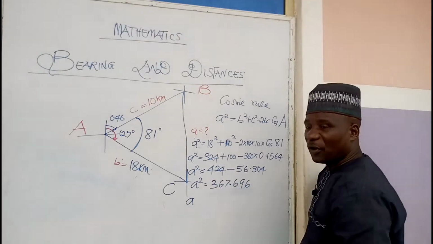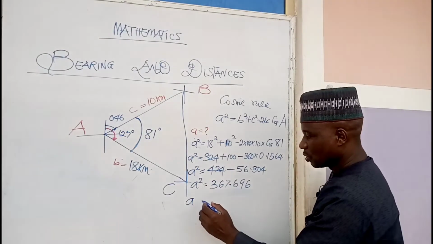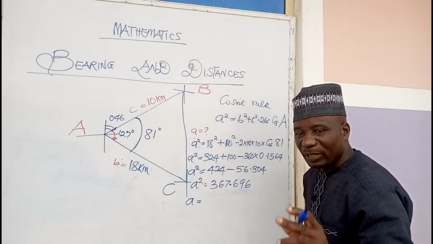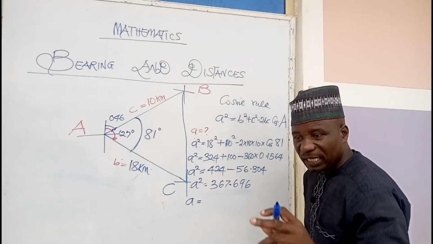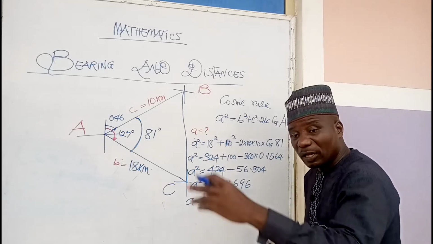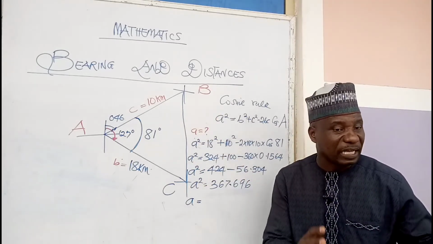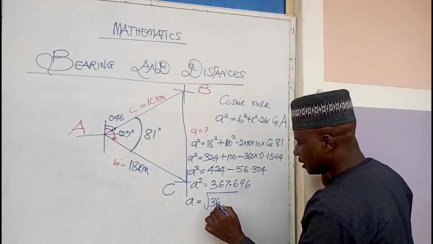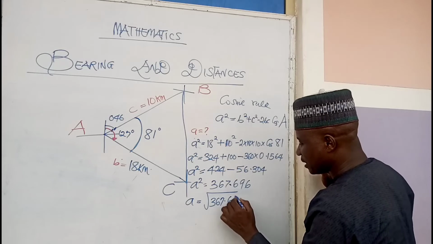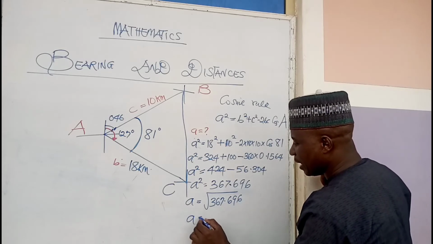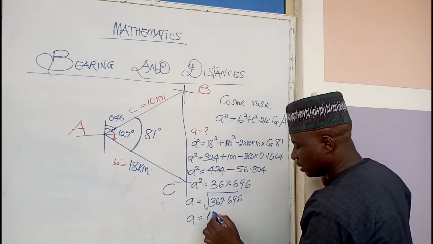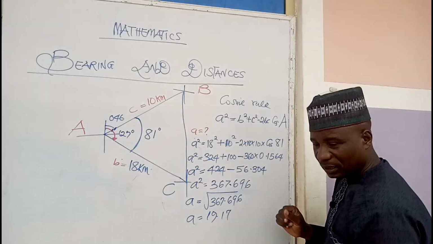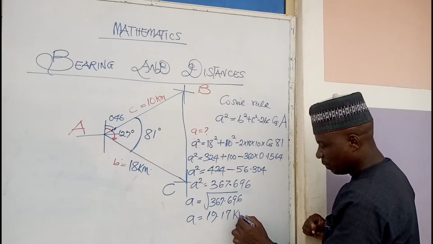Then we are looking for A, not A squared. So you now take the square root of both sides. I told you, when you are taking the square root of any number, it has to be plus or minus. But because we are looking for distance, the distance can never be negative. So this is going to be the square root of 367.696. And our A is going to be 19.17. Am I there? 19.17 kilometers.